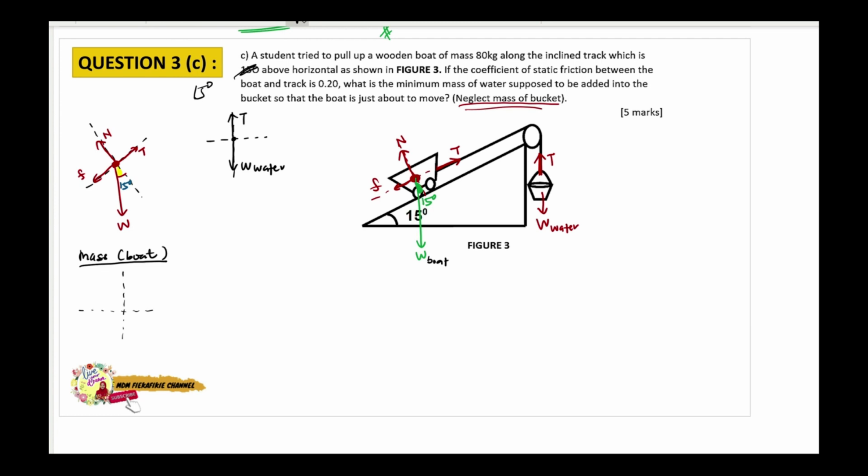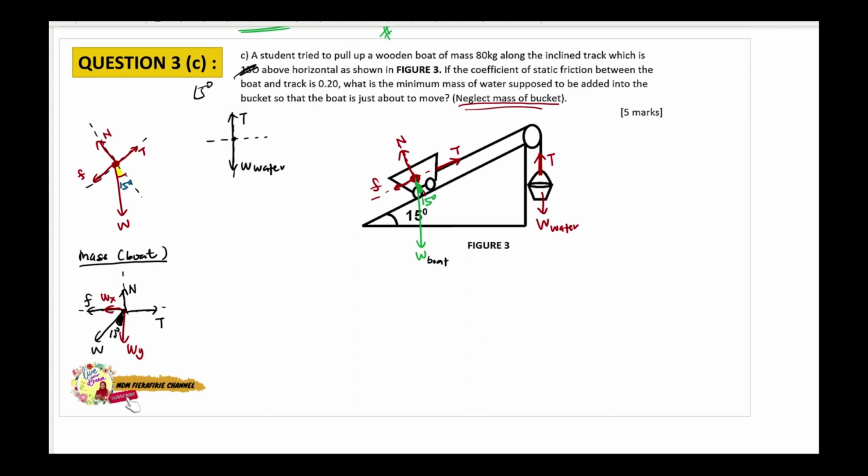Y, X. Kalau nak kata Y dia, ada normal, akan ada weight. So, here should be 15. So, here is T. And this is the friction. Okay. So, the motion in this direction lah. Okay. So, W you can resolve into WY. Okay. Or WX.